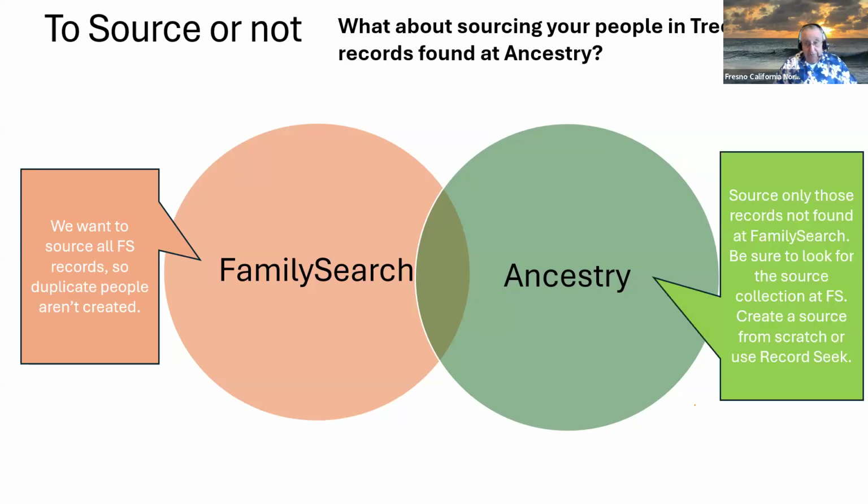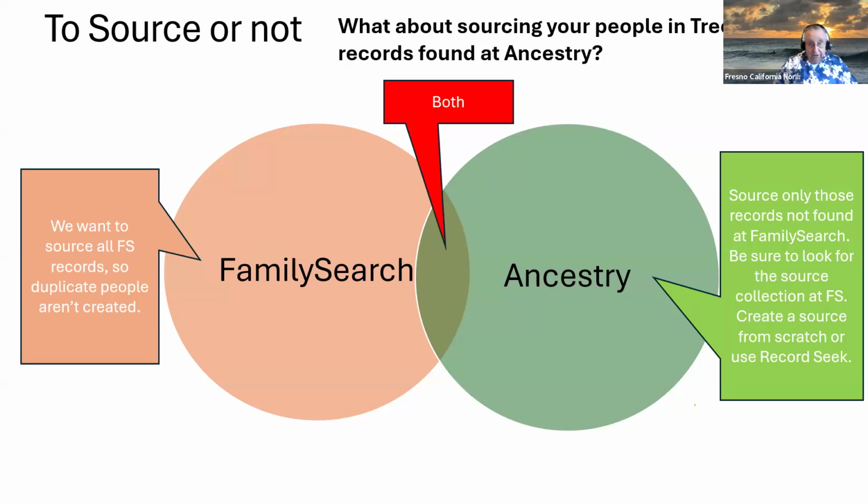Now, when the records are coming through Ancestry only, not found at FamilySearch, and we know that those can't be found at FamilySearch, then we definitely want to source them and put them in at FamilySearch, but we need to create a source. And we'll decide between either doing it by hand or using a program called RecordSeek, which is a great program, and we'll show you how that works in a few minutes.